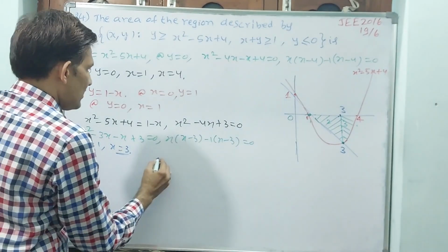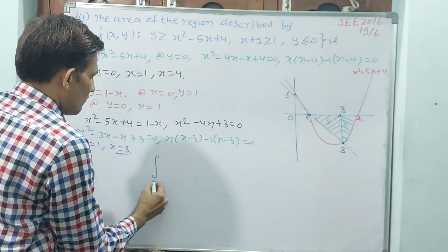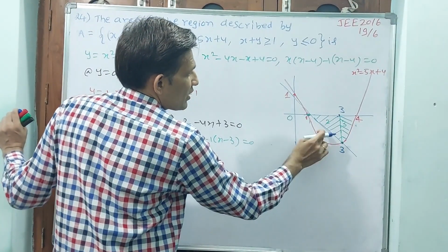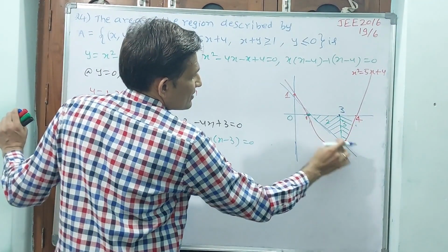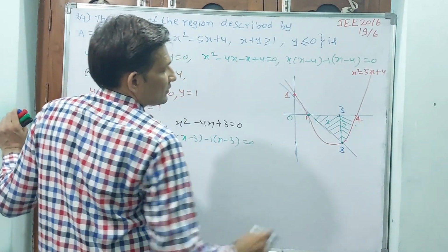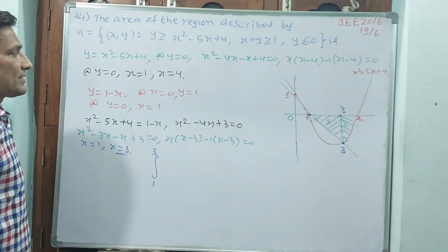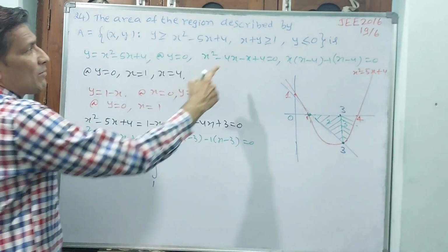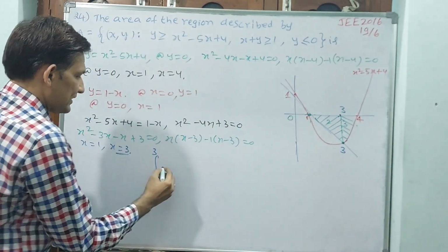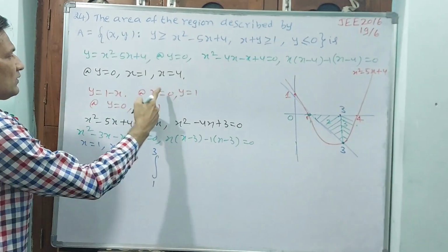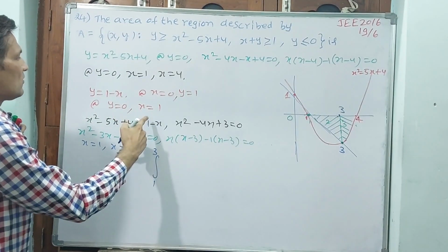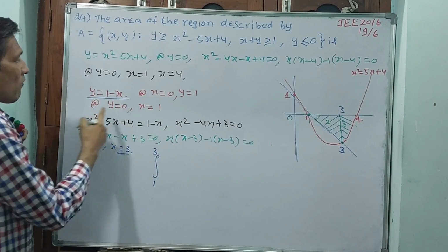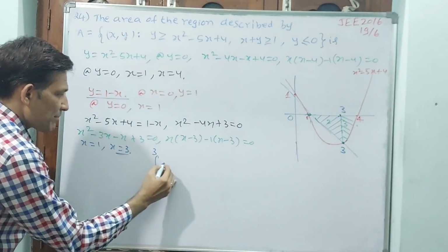See how I am writing. From 1 to 3, not 0, because the curve is starting from 1 to 3. For this curve, you have to take the line. Observe carefully how I am taking it. I am not taking y is equal to 1 minus x, but I am taking x minus 1.